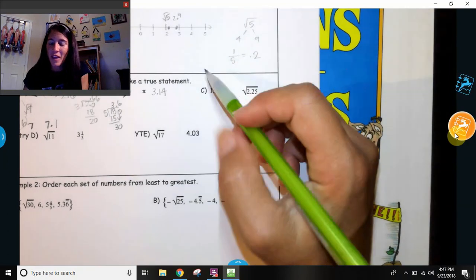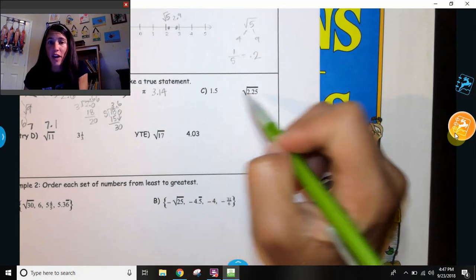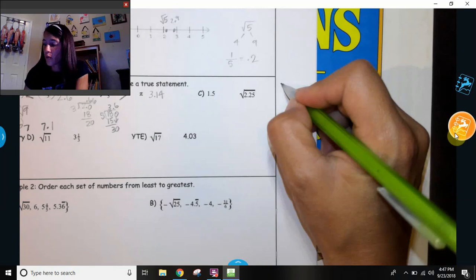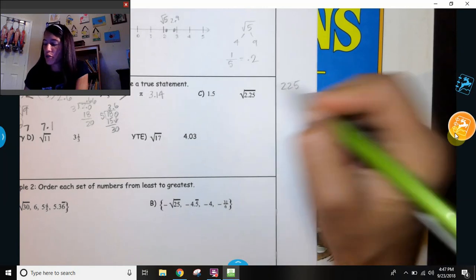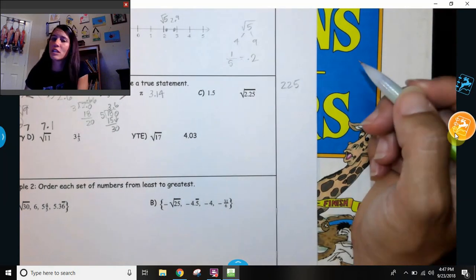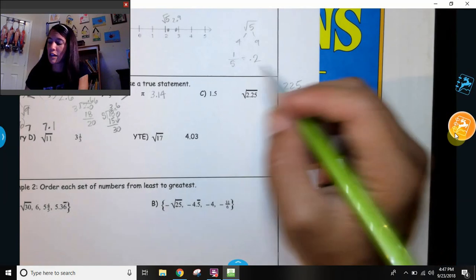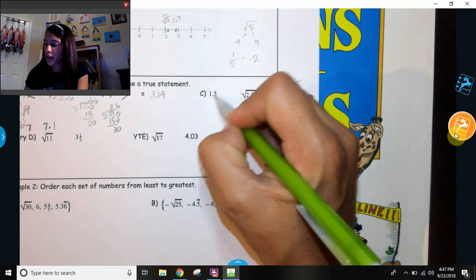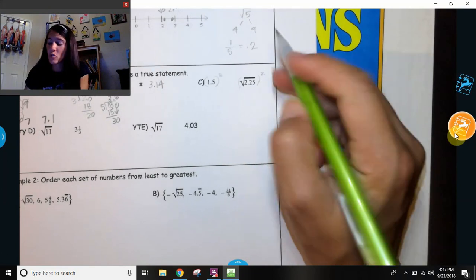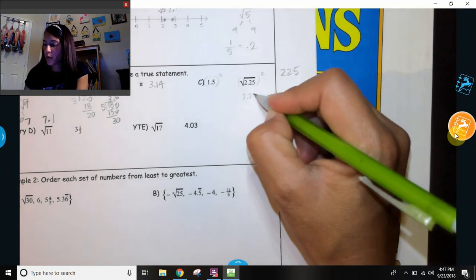All right, C. I'm comparing 1.5 to the square root of 2.25. Now, if you know the square root of 225, like whole numbers, then this one would be very simple for you because you can get it. If not, I would recommend squaring both sides. If you square, the square root and the square cancel out, and I'm left with 2.25.